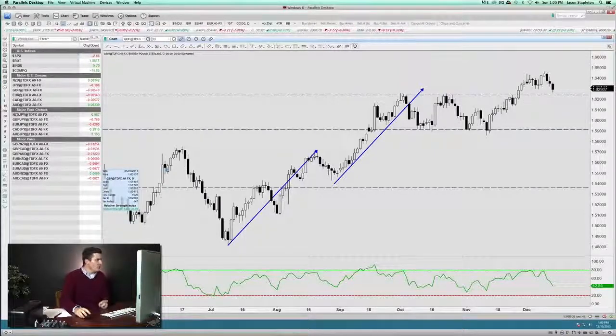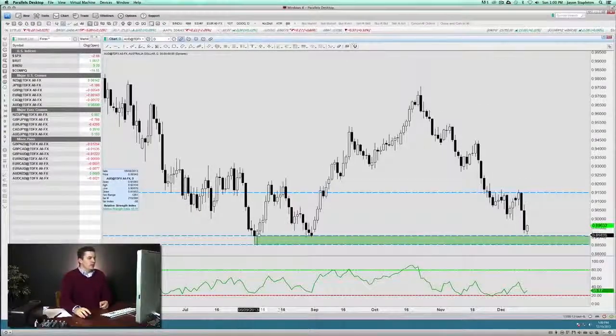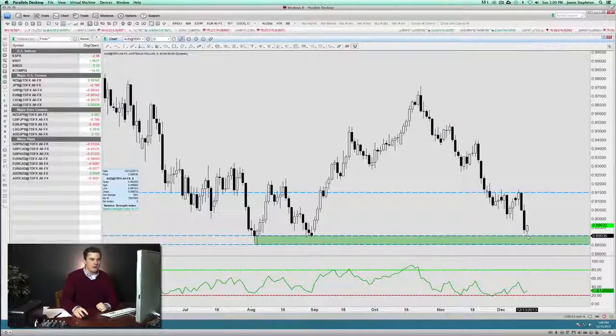Now, let's jump over to the Aussie dollar. Look left, structure leaves clues. We ran into support. The market double bottoms against that support level and then rallied off of that. We have now come back down into that level. We haven't quite hit it yet.